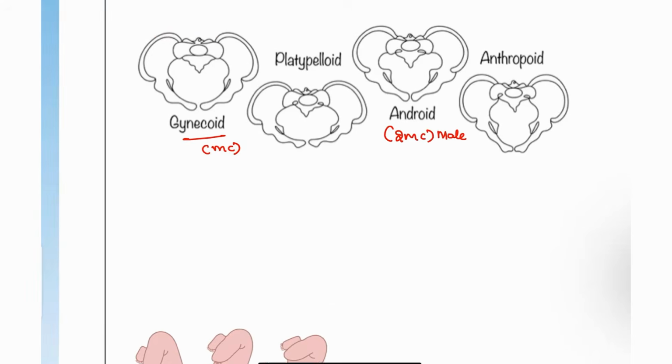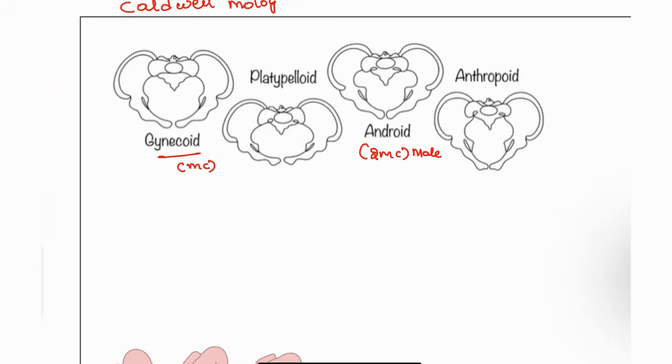First, you have to understand the shapes. The gynecoid pelvis shape is circular. The android is heart shaped, the anthropoid is oval shaped, and the platypelloid will be an irregular type of shape.